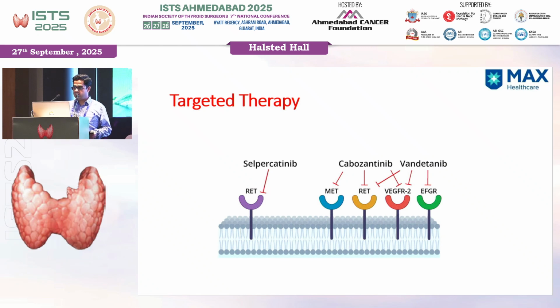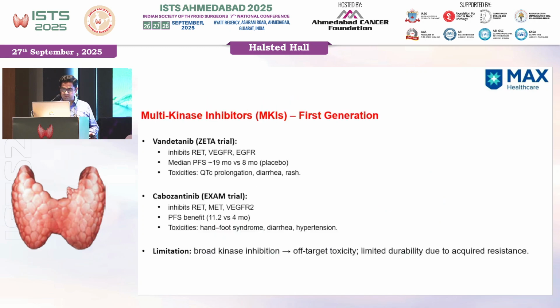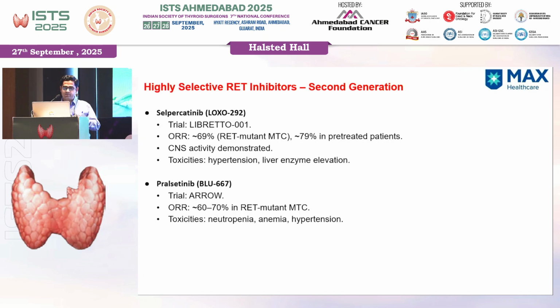Now, here comes another implication of why we need to test for these. You would have heard of multi-kinase inhibitors, cabozantinib, vandetanib, and selpercatinib, which is a RET-specific drug which is available. I'll not delve into this in the interest of time. I'll just take 2 more minutes. So vandetanib and cabozantinib did have some benefit in medullary CA thyroid, and selpercatinib was a RET-specific drug.